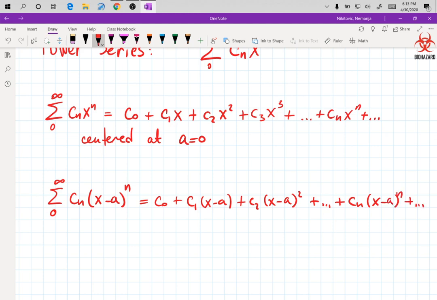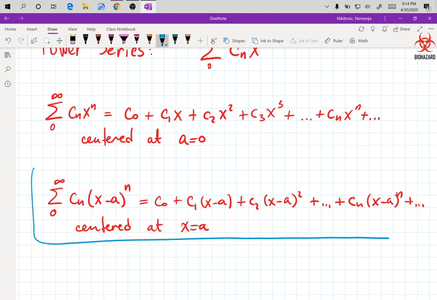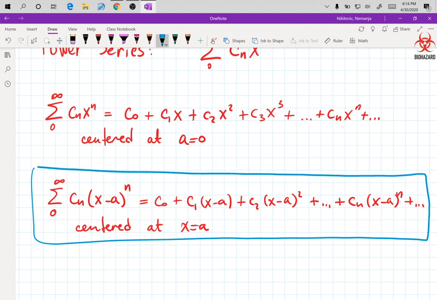So this is centered at x equals a. So at some value a. And that's the one that takes care of everything for us. We'll deal with that when we get there.